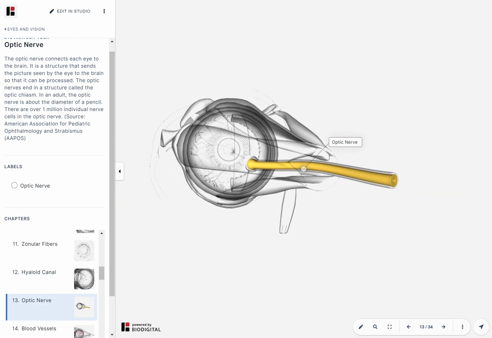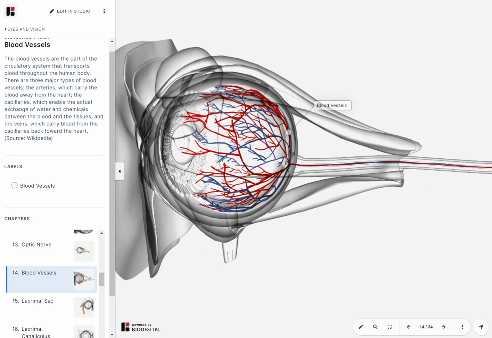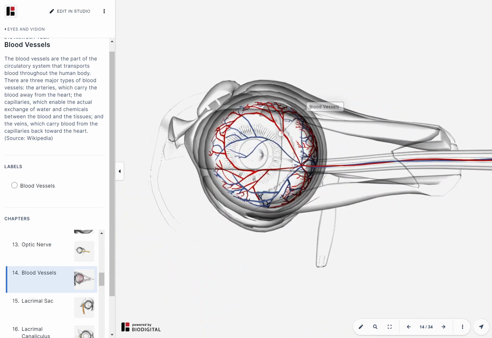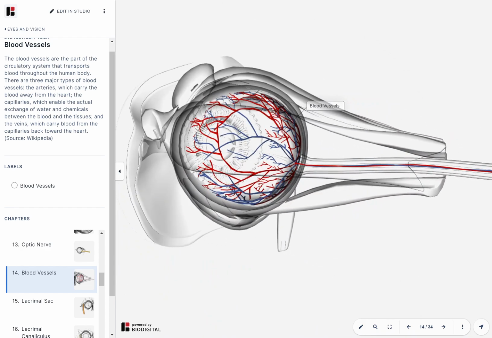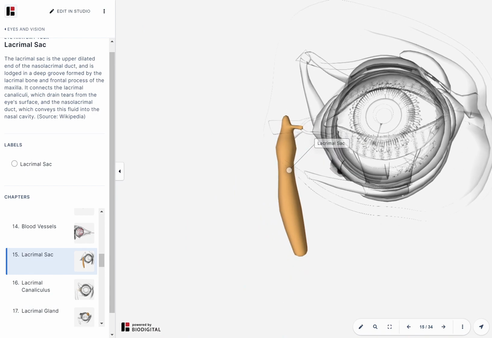Moving on to the optic nerve, it takes up the impulse from the retina and takes it to the brain. So moving on to the blood vessels, these are all the various blood vessels. They enter in the same pathway as the optic nerve. This is the lacrimal sac, your tear gland kind of thing.